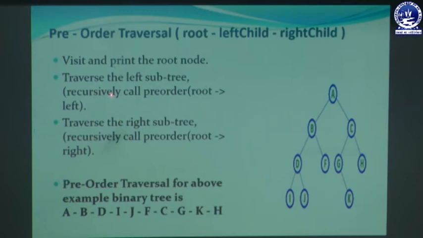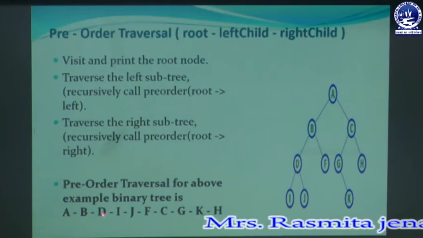So as in step 2, traverse the left subtree, recursively calling the pre-order traversal. As this is our root node, we will first print this and go for the left subtree. So after A we will print B. After printing B, then we will go for the left subtree for the node B. Then again we will find there is another root node, that is D. So then we will print node D.